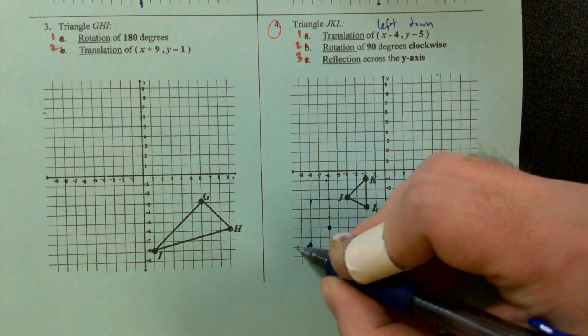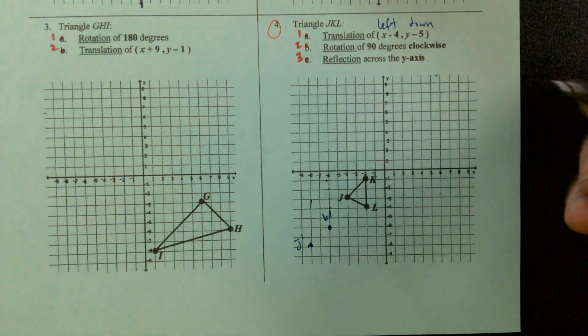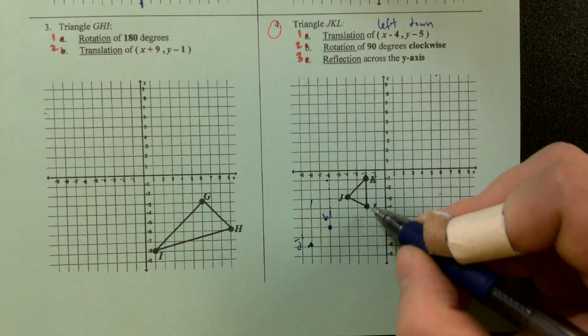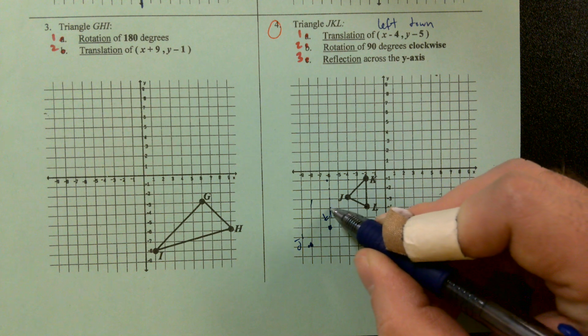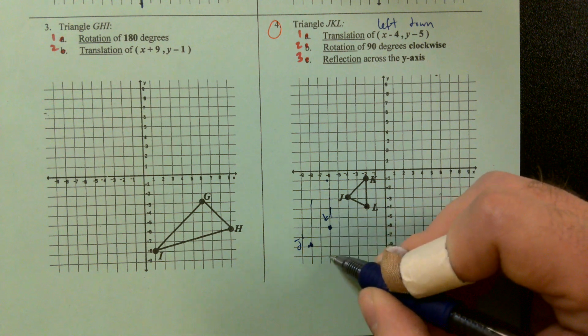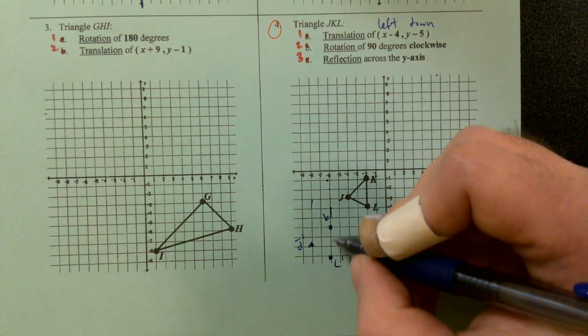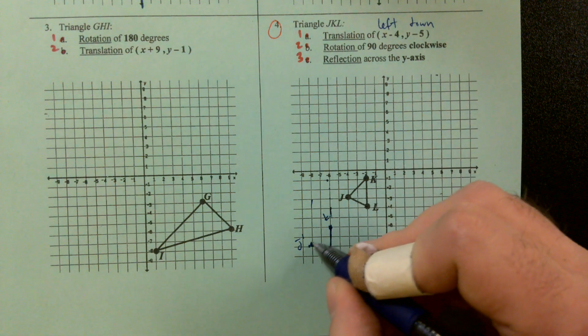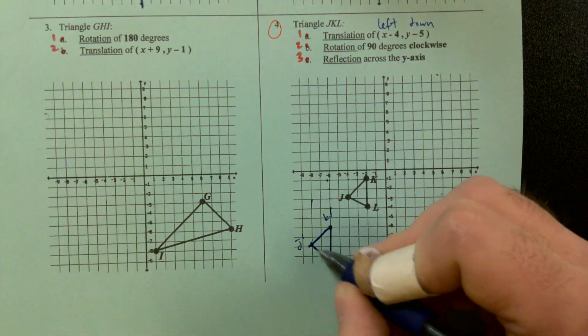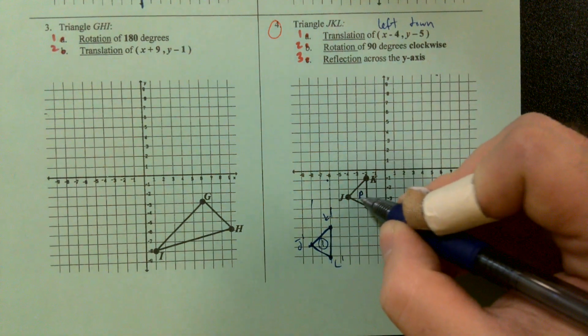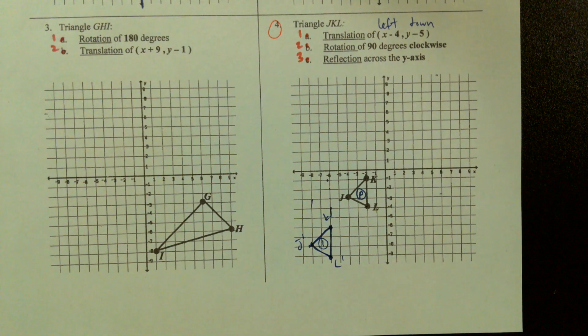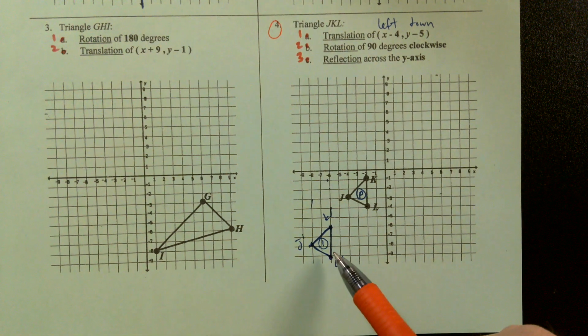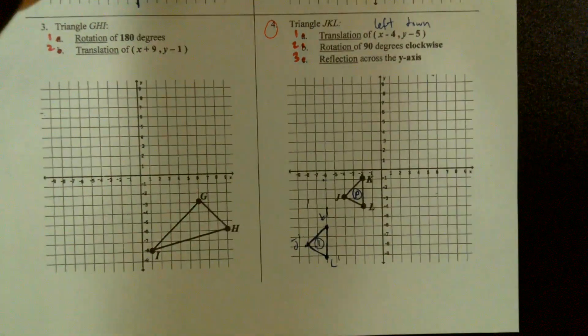Yeah. J prime. K prime. And then L, we're going to go 4 to the left. 1, 2, 3, 4. 5 down. 1, 2, 3, 4, 5. And there's L prime. So there's my first triangle all the way down in the bottom left corner.